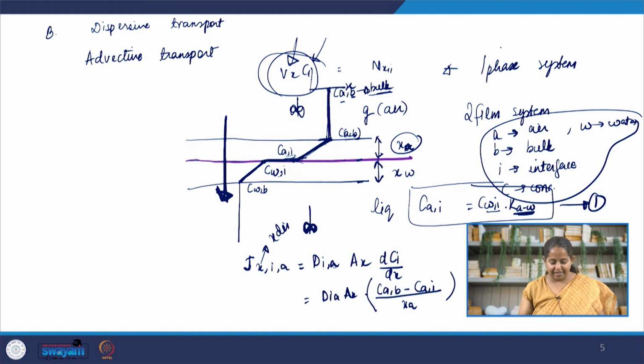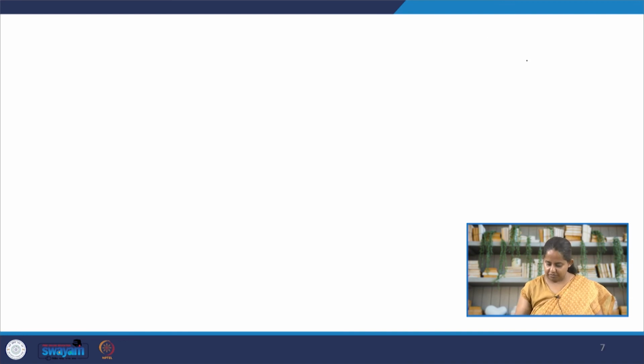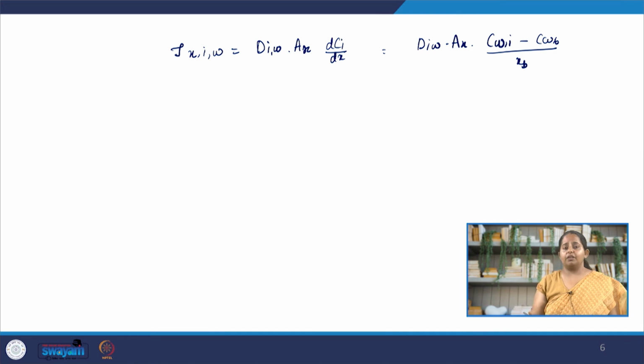direction. Okay, so we'll have CWI, which is the concentration in the water phase at the interface, minus CWB, which is the concentration of the contaminant in the water phase in bulk, divided by XB, which is the width of the film on the water side. Okay. Now both the fluxes will be equal to each other. So JXIW will be equal to JXAW.